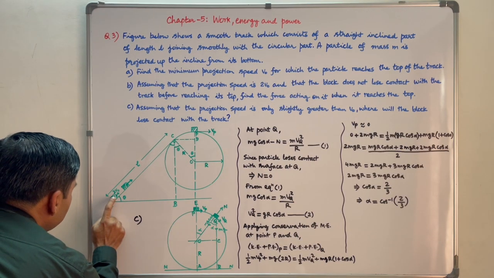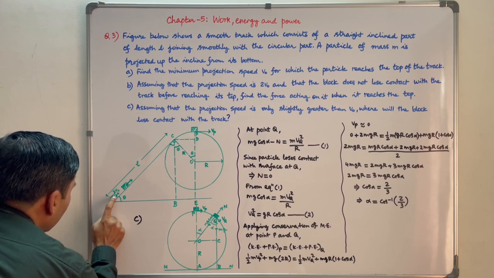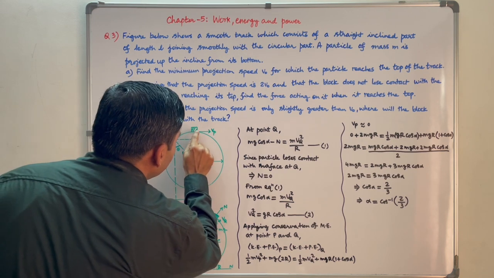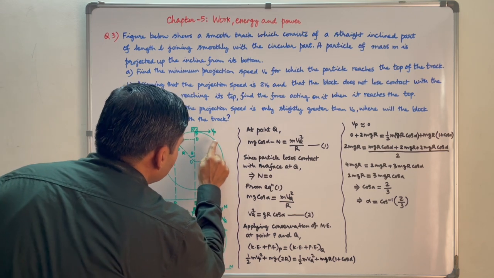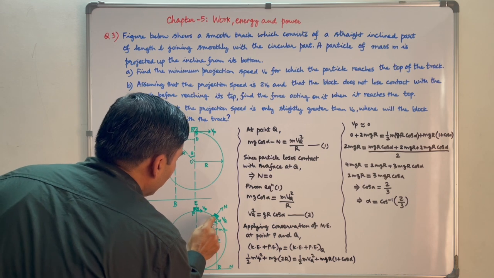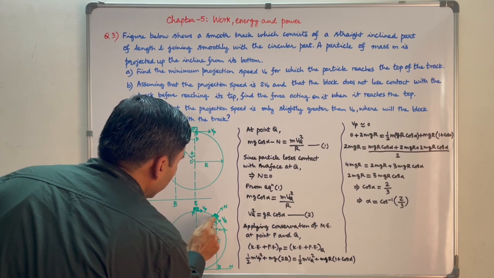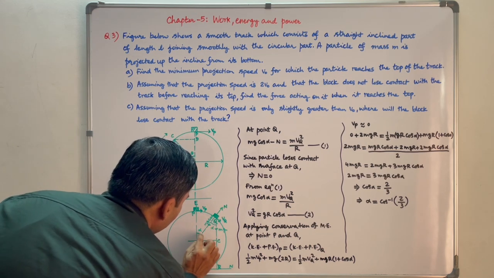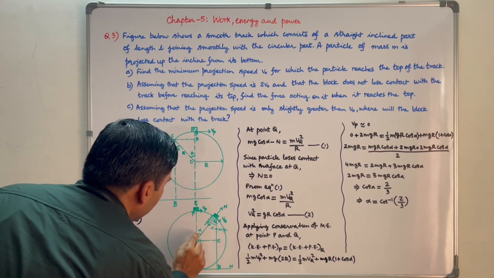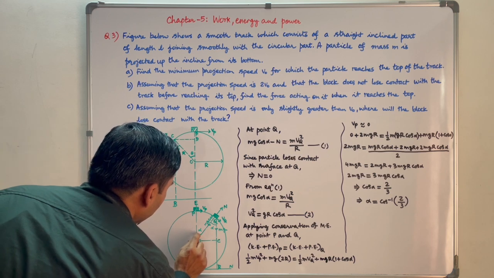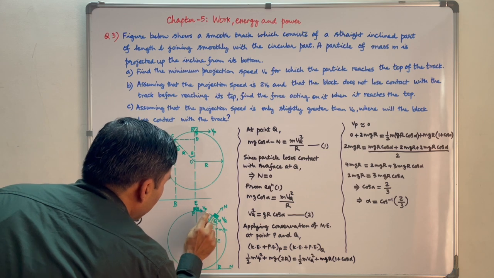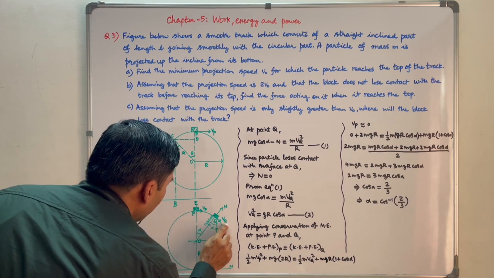Part C. Now the projection speed is slightly more than V0. That means the particle will not stop at P, it will keep moving on the circular track, suppose till point Q. At point Q, the particle loses contact with the surface. Suppose line OQ makes an angle alpha with the vertical. We have to calculate the value of alpha. Suppose the velocity of the particle at point P is Vp and at point Q is Vq.